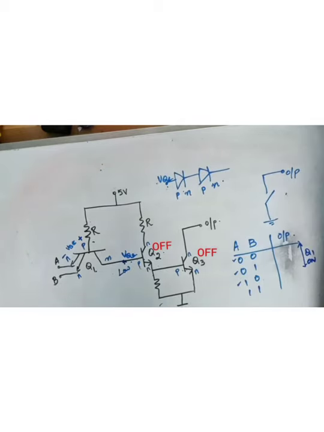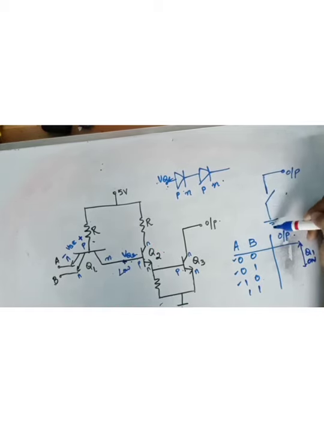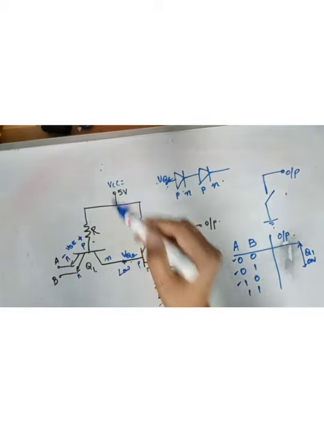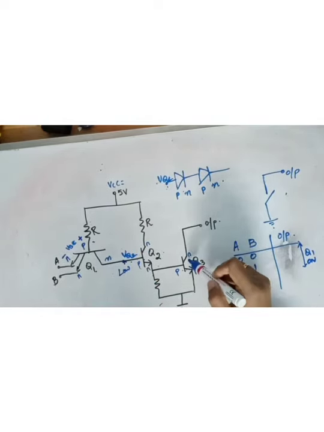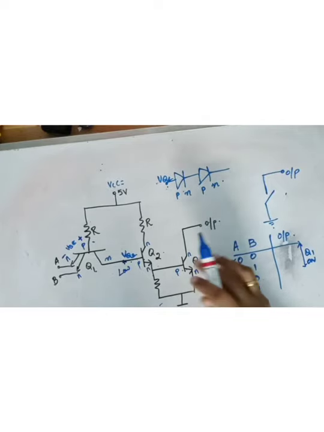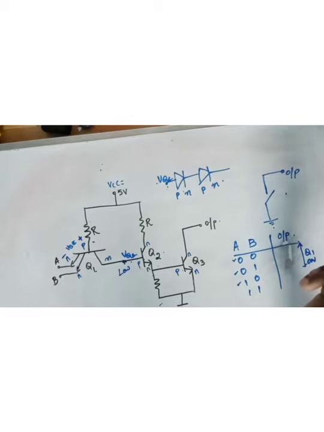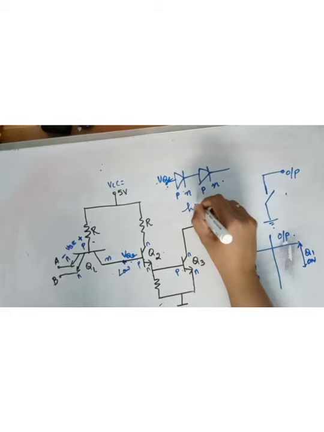So it is like this. So output is taken from where? See, here you don't have a connection to ground and you don't have a connection to VCC, the battery. So if Q3 is off, the output is floating. There is no connection to a voltage. So that is called the high impedance state.